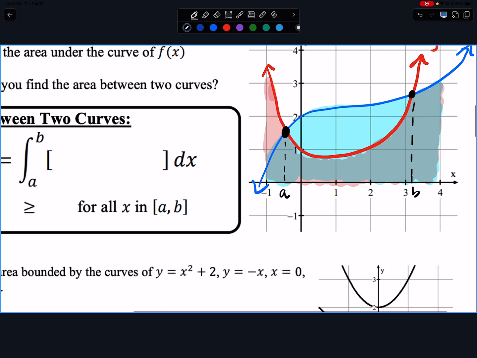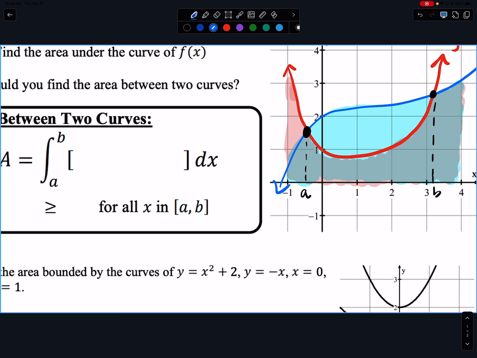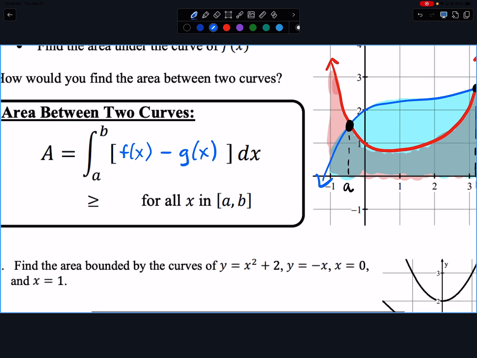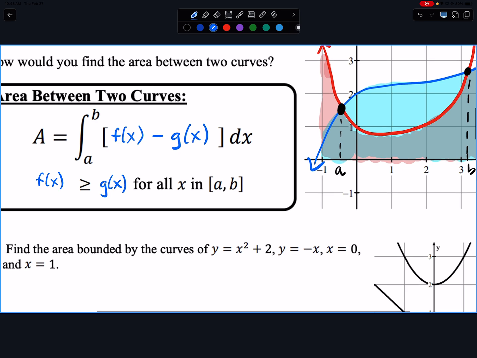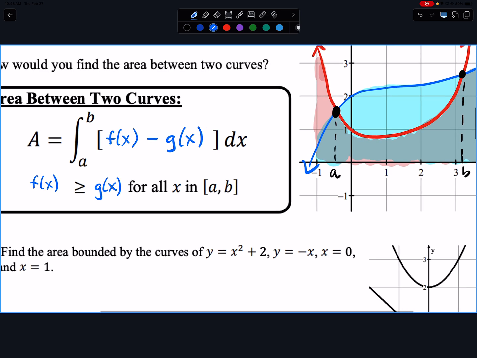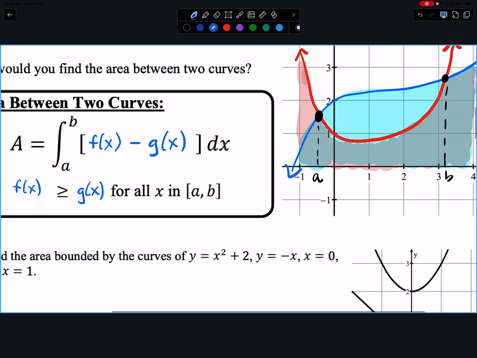Okay? So the area under the curve is going to be from a to b, the integral from a to b of f of x minus g of x dx, where f of x is greater than or equal to g of x for all x in a to b. What this means is all the y values of f are higher than all the y values for g between our 2 points where they cross. Okay?